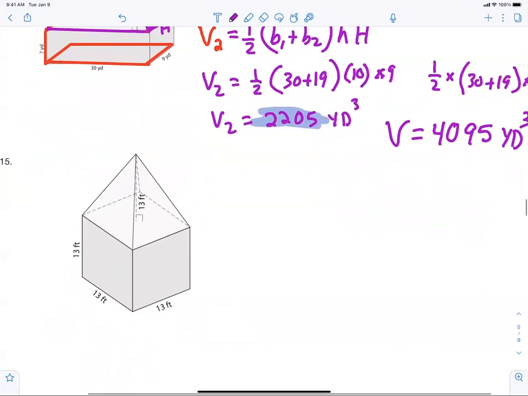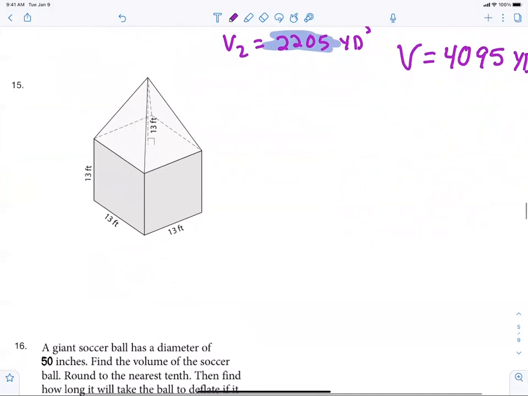Now, what shapes do we have for number 15? A cube and a triangle. Uh-oh, no, I don't see. What kind of pyramid? Square pyramid. We know it's a square pyramid because the base is a square. This is what I'm talking about, guys. Come on now. Everybody make sure you're looking at this. This right here is the square that we're referring to.